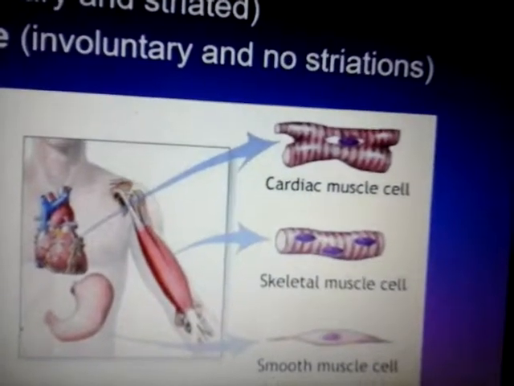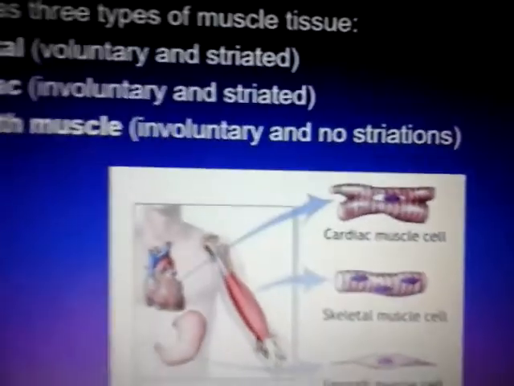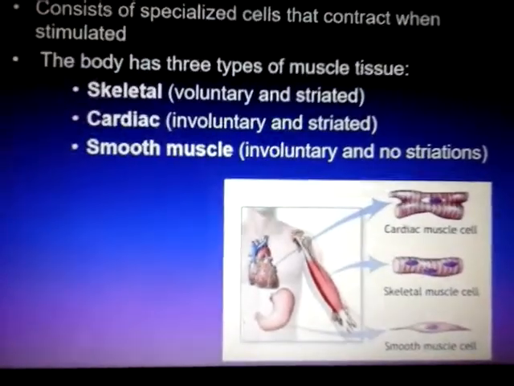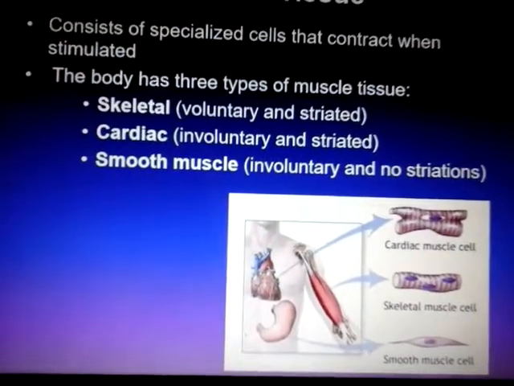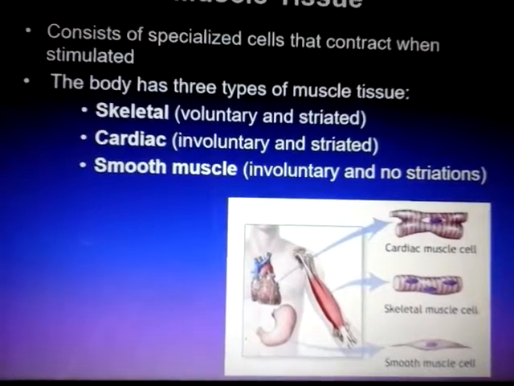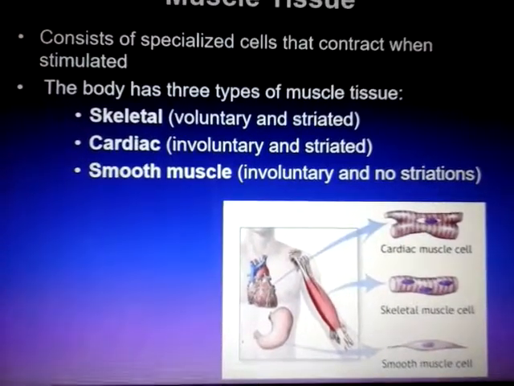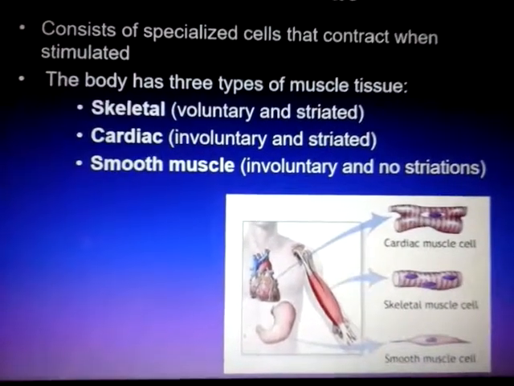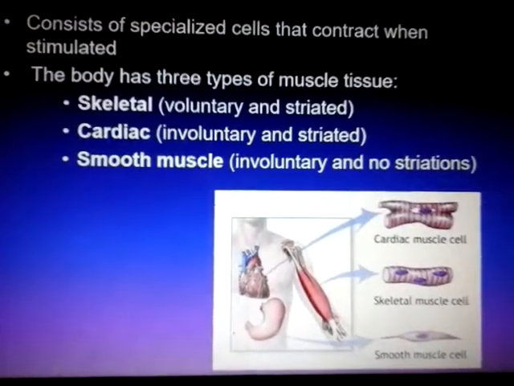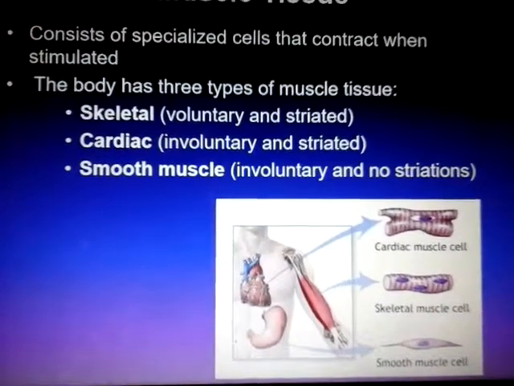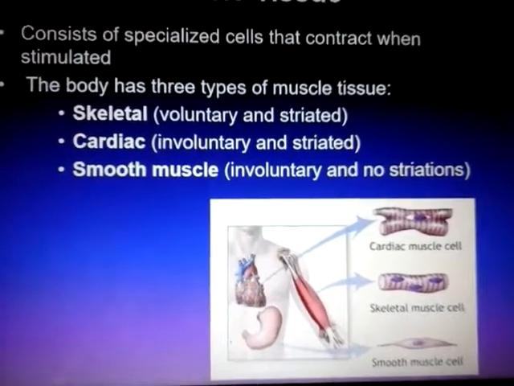So that's what it means to be striated. Smooth muscle is also called visceral muscle. Visceral is just a generic term that we use for your organs. Well, when we talk about a muscle, it is an organ. The heart is an organ. So basically, smooth muscle is the muscle that makes up most of your other organs.